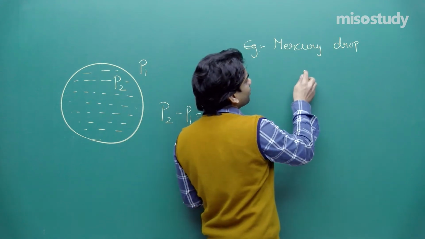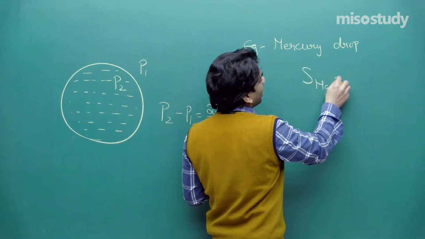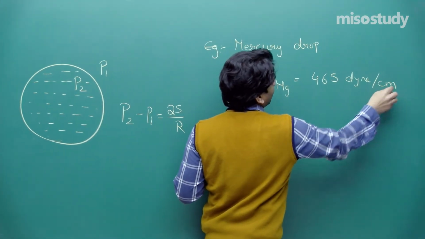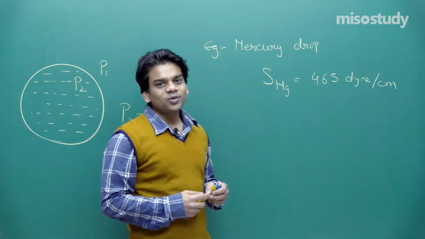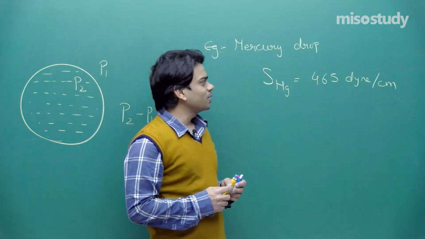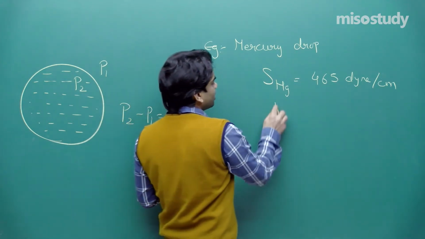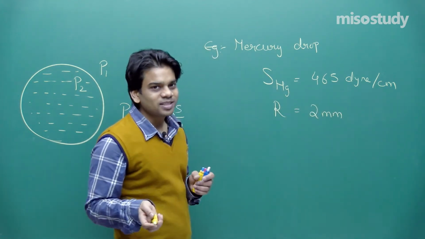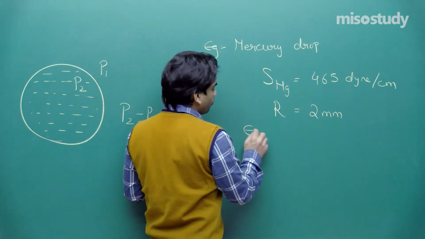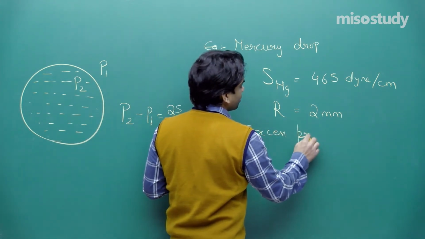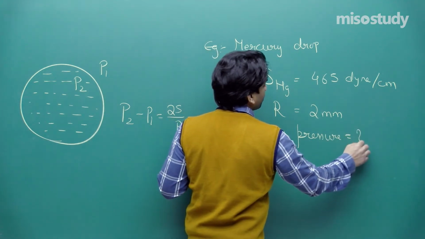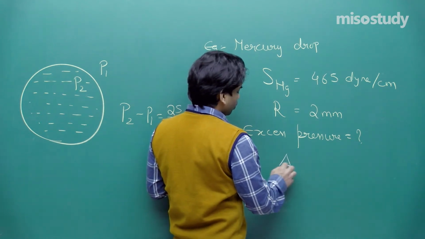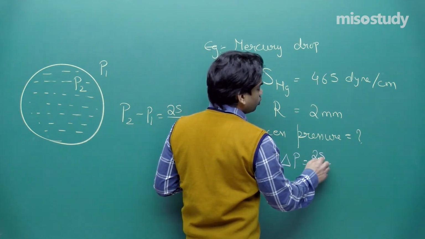Now it says that the surface tension of mercury is given as 465 dyne per centimeter. The radius of the mercury drop is given as 2 mm. So we want to find out what is the excess pressure existing inside the mercury drop. So how can we find that out? We all know that the excess pressure existing inside any liquid drop will be given as 2s by r.